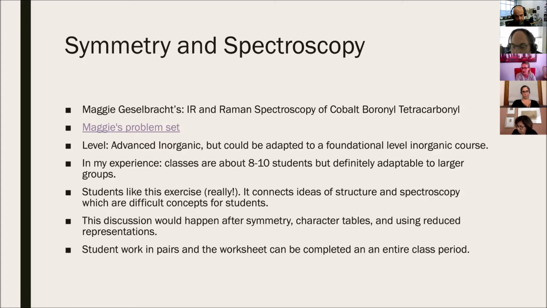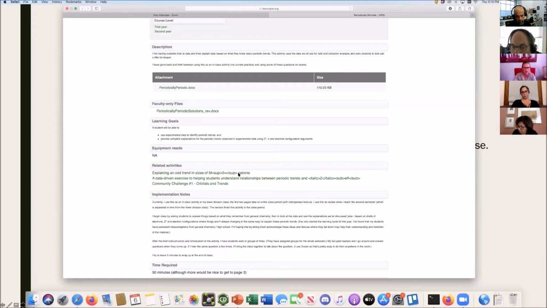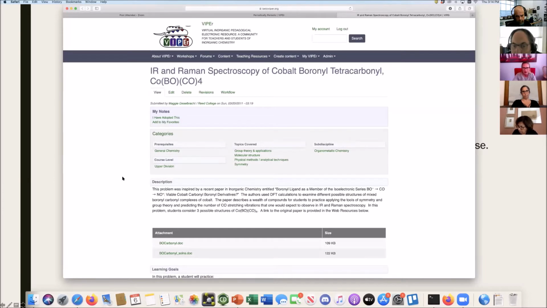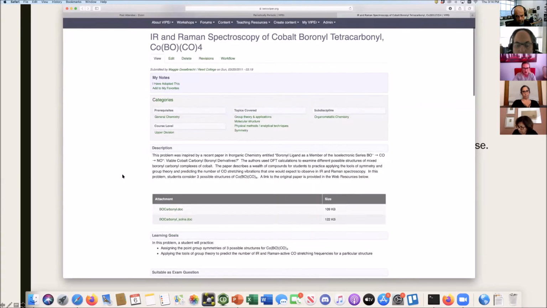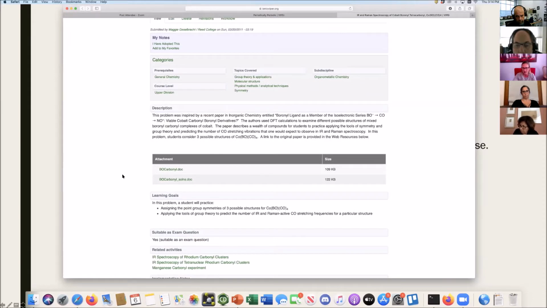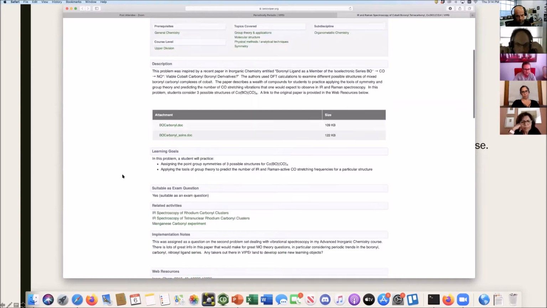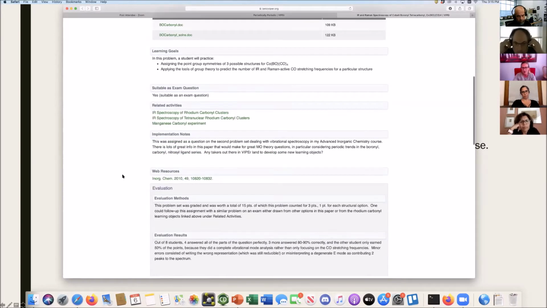I do this at the end of when I talk about symmetry and group theory. And so it brings it together into a nice real life example. All right, so this is what it would look like if we were to find this LO on Viper. So you can see there's a description. Not only do you have the learning object, but you also have the solutions to it. And of course, web resources, because this is based on an actual journal article. So then you could click there and it would bring you to the article.